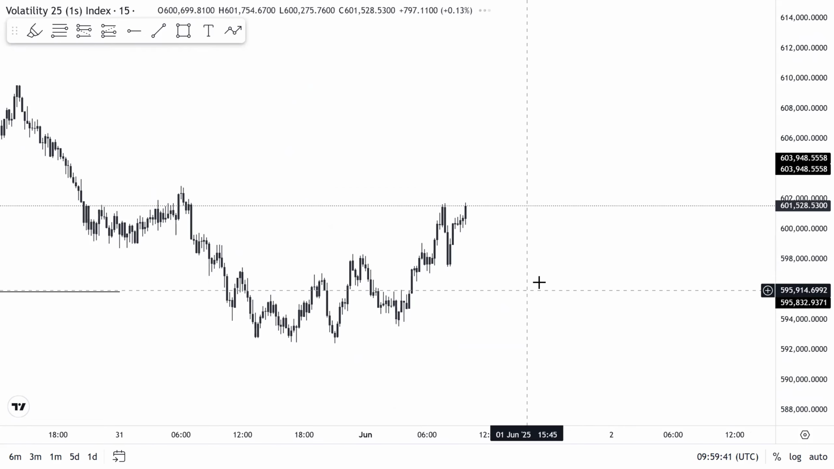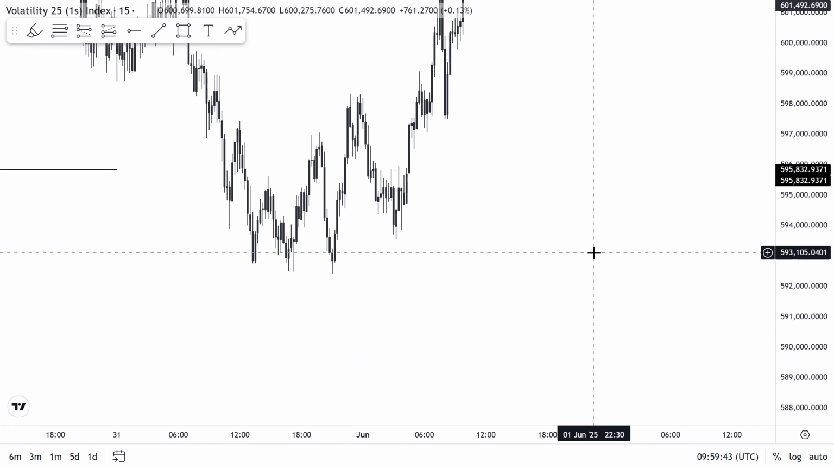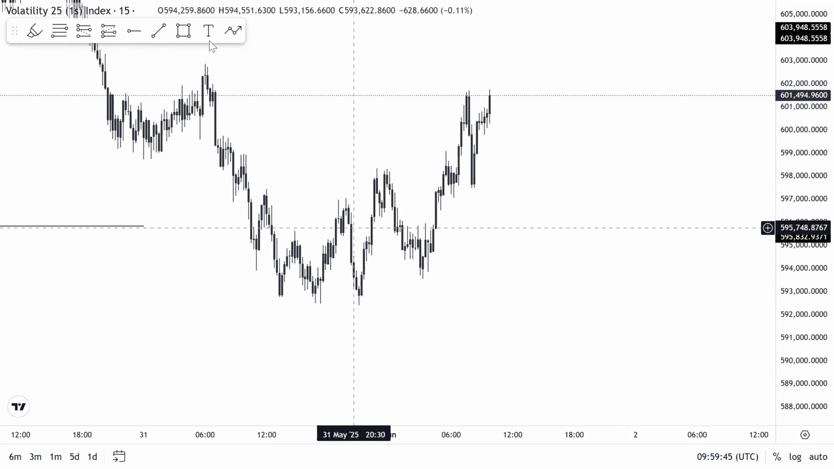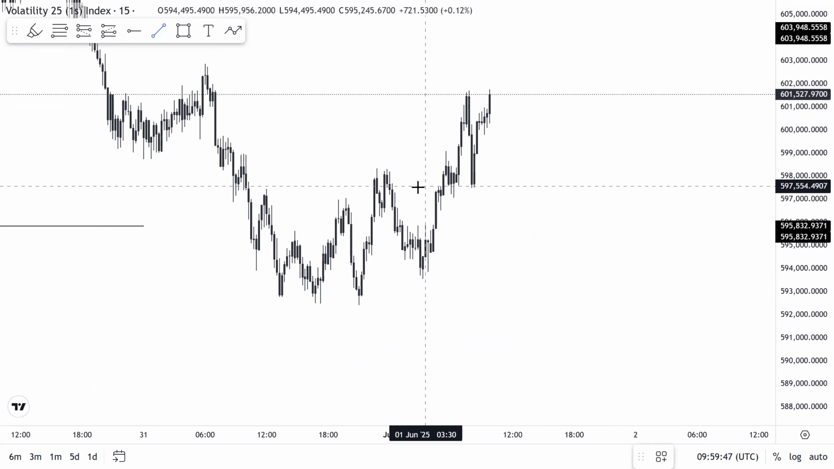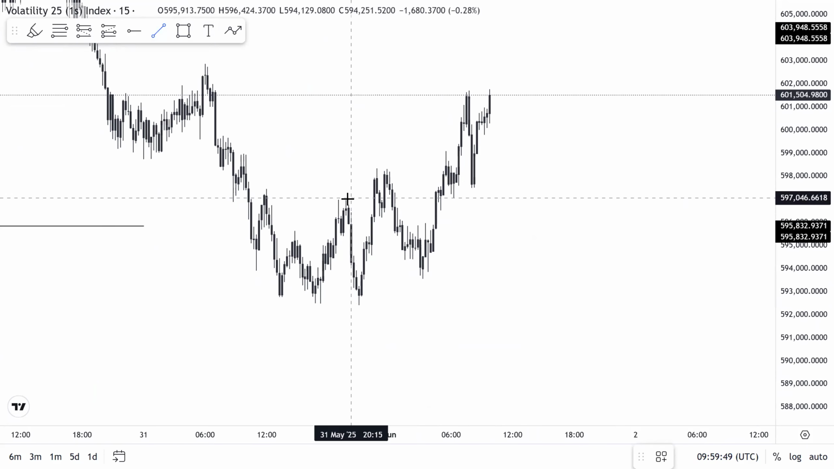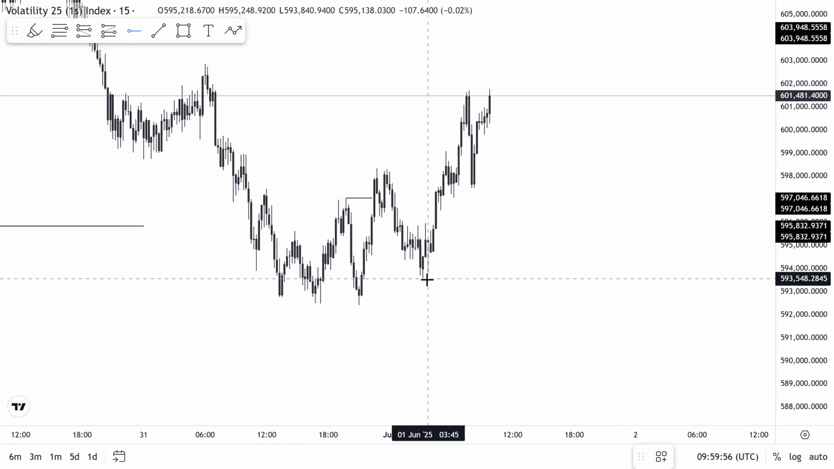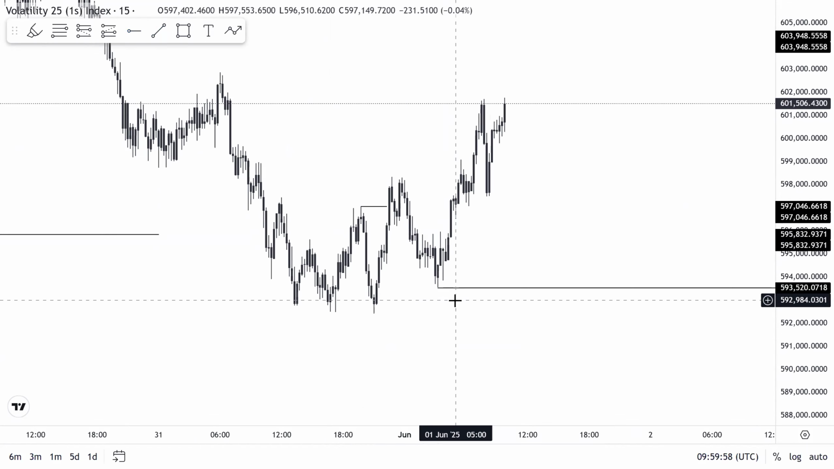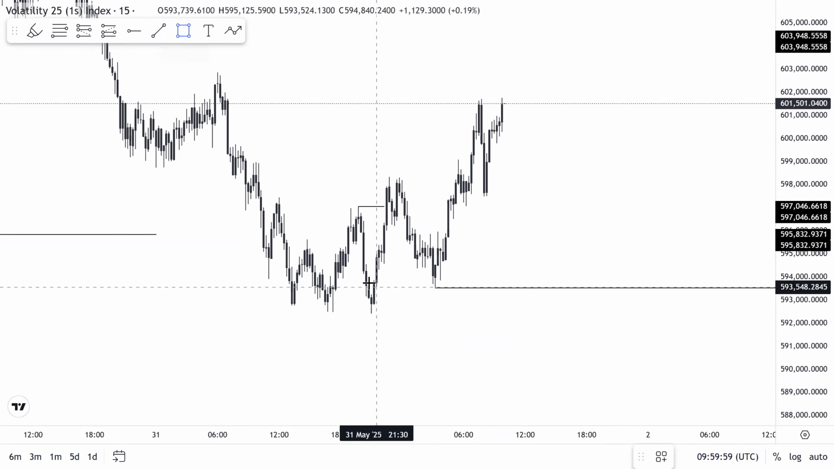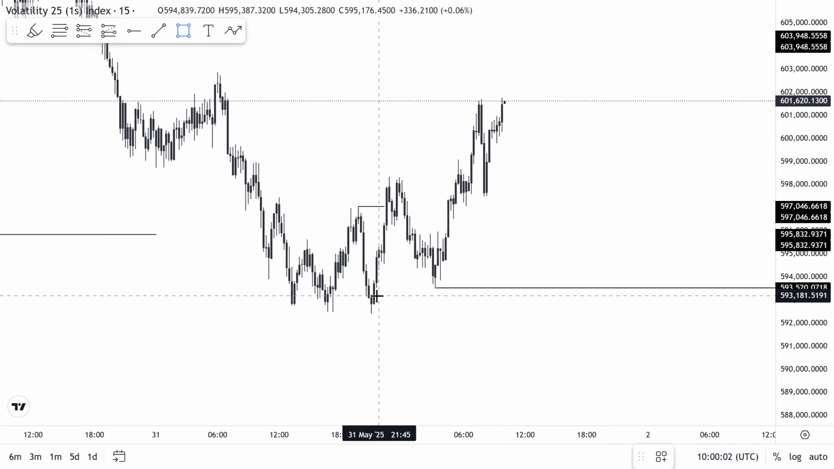Okay, I think I can see a setup here. So this is a setup for you. Price swept out this low, price broke structure. Okay, so this is the 15-minute time frame. So if price comes back here, boom, I'm looking out for an A plus buy setup here.